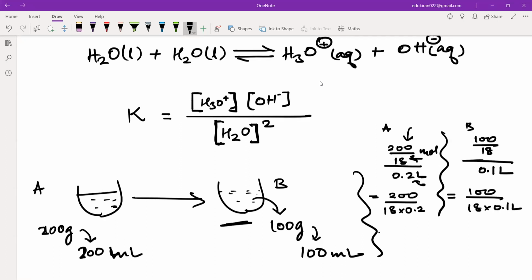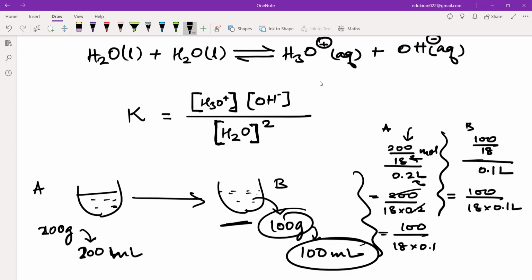Here also, if I divide by 2, I can rewrite this as 100 divided by 18 into 0.1. So you can see that even if there is a change in mass, which is accompanied by a change in volume, that is why there is no change in the concentration. Both of these things are equal: the concentration at position A and the concentration at position B. You can see that, right?